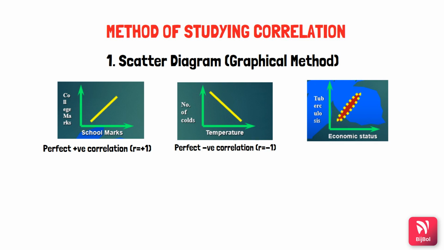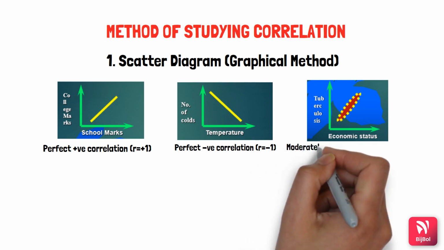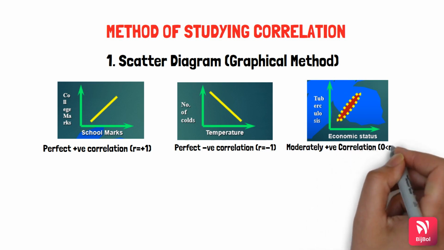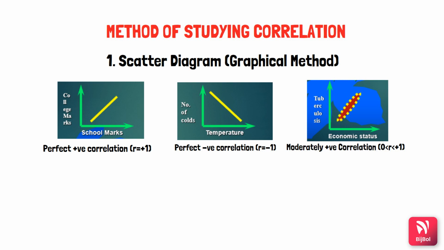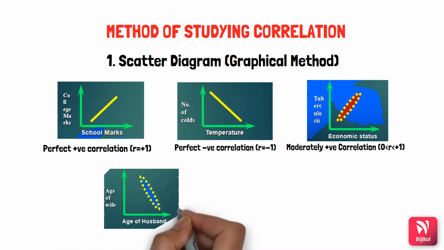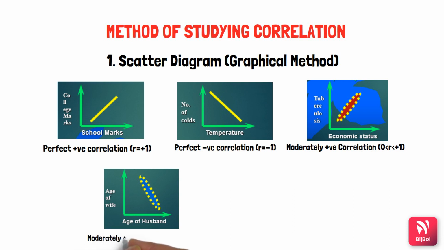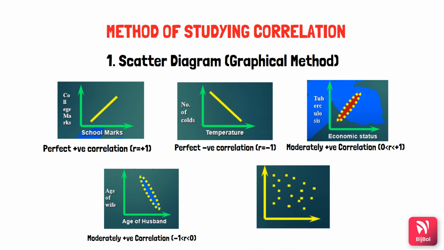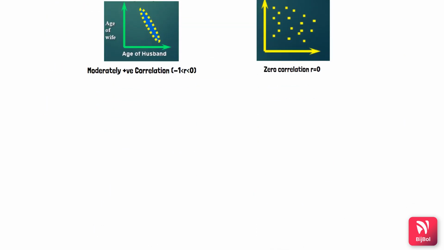Then you have a moderately positive correlation for tuberculosis and economic status that is present. And similarly, for a moderately negative correlation, we have the age of the wife with that of the age of the husband. Next thing is this zero correlation. So you do not have any linear relationship, only in zero correlation you can see the scattered points.